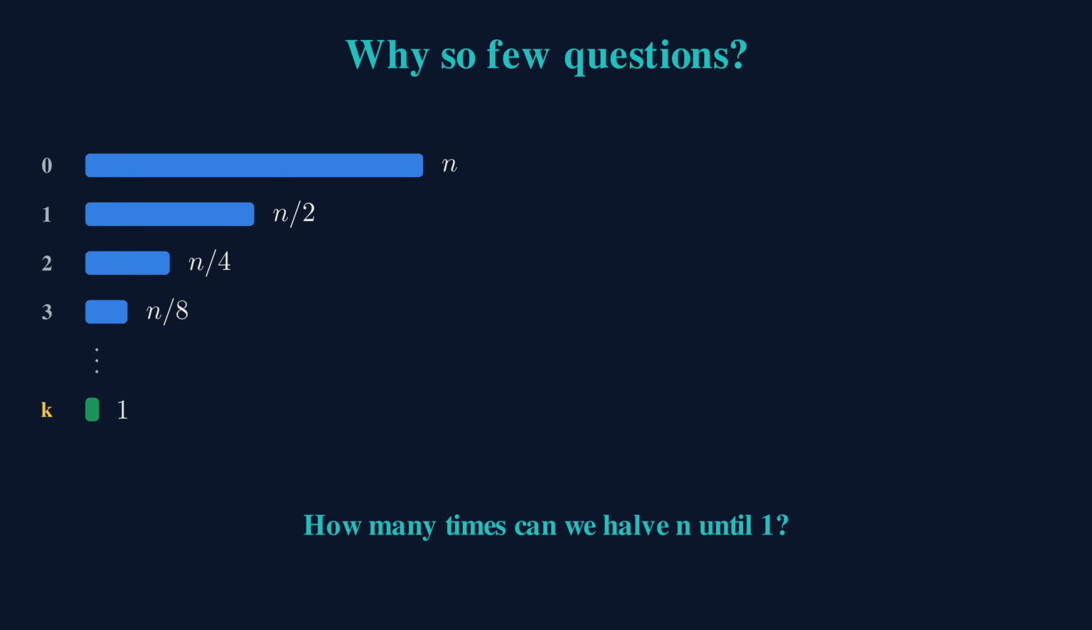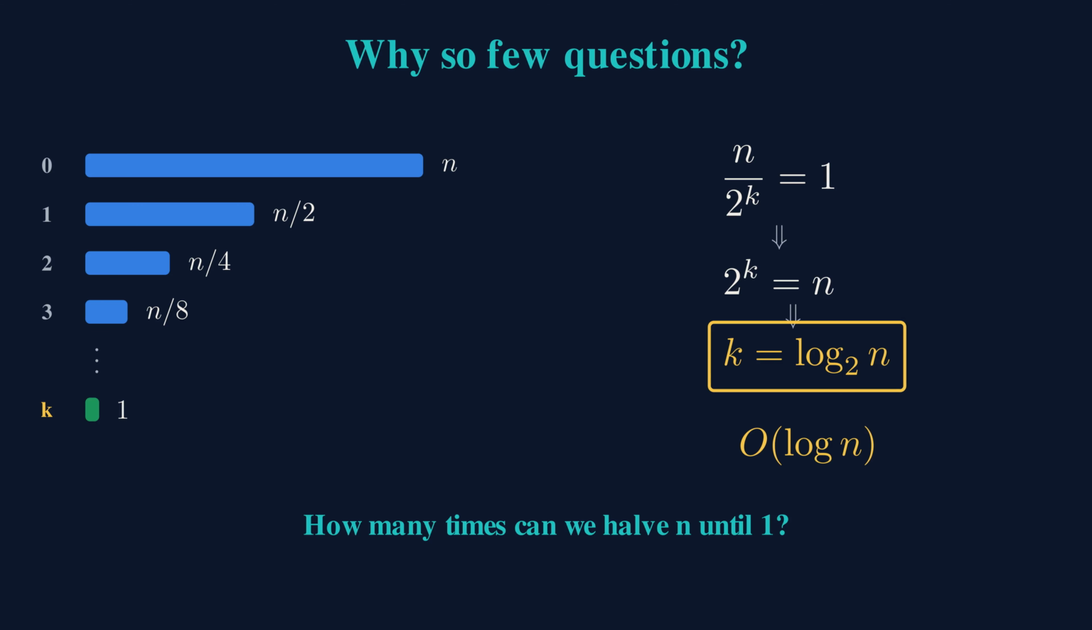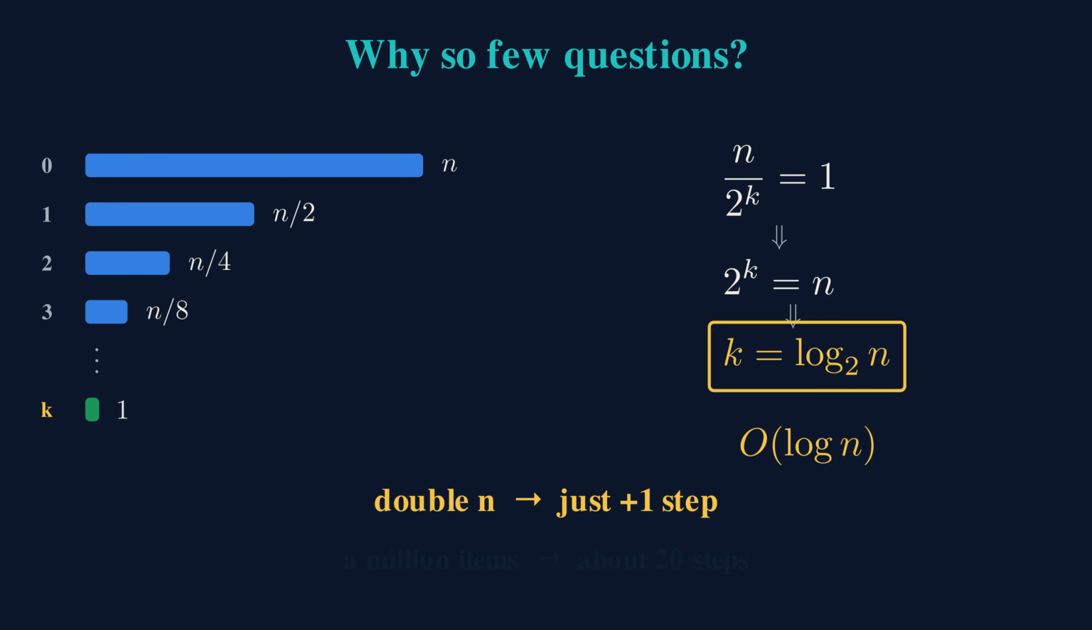So the whole question is just this. How many times can we halve n before we get down to 1? After k halvings, n over 2 to the k items remain, and we stop the moment that drops to 1. Multiply both sides through, and 2 to the k equals n. And the k that solves that is, by definition, the log base 2 of n. So binary search runs in about log n steps. And that's the whole beauty of it. Double the data and you pay just one more step. 1 million items? About 20.